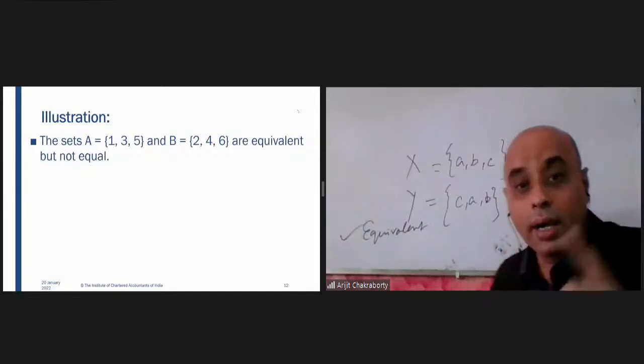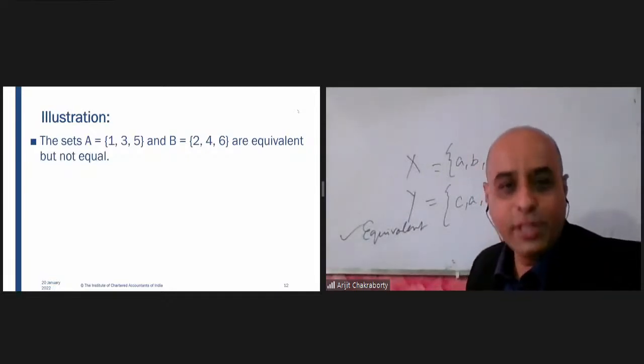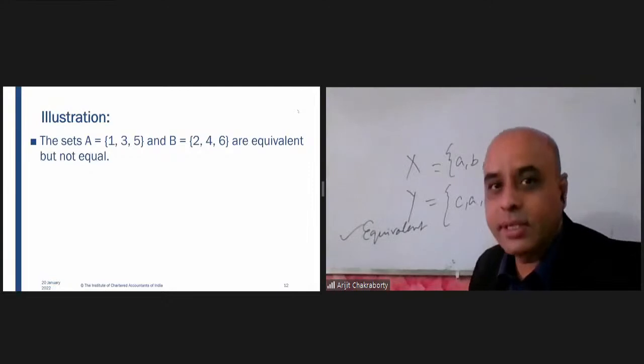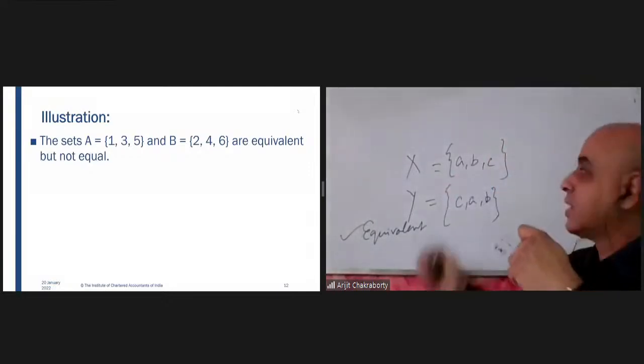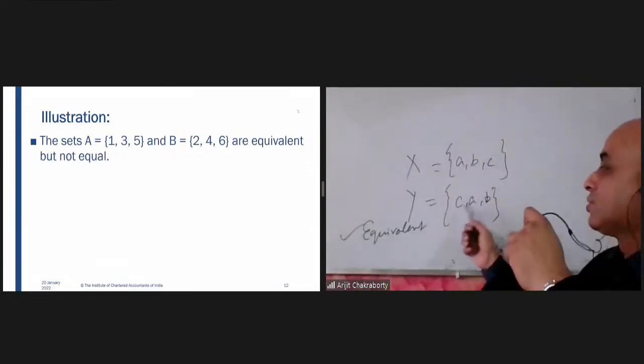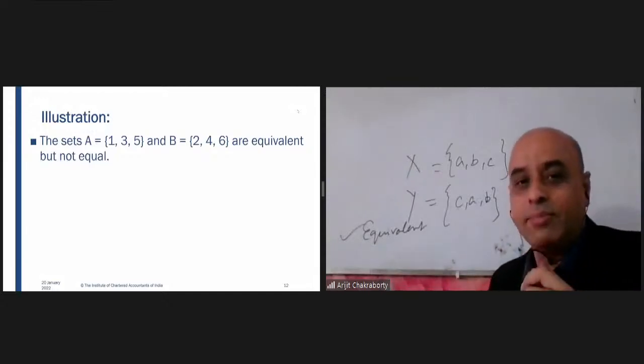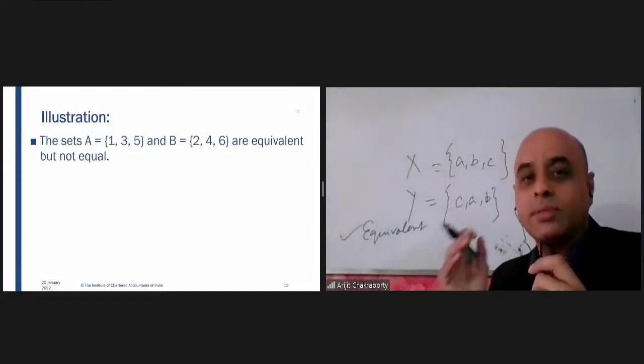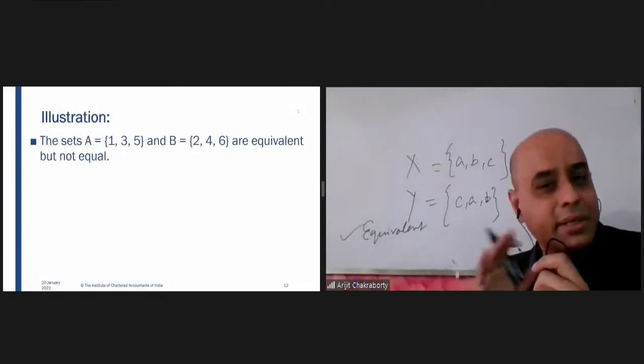Same elements. Are they equal also? Just think. Yes, they are equal because they have the same elements. Here also you have ABC. Here also you have ABC. Of course, I wrote it as CAB, but in the language of sets, the order does not matter.